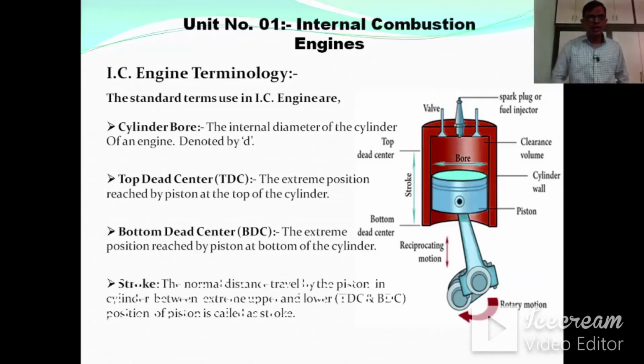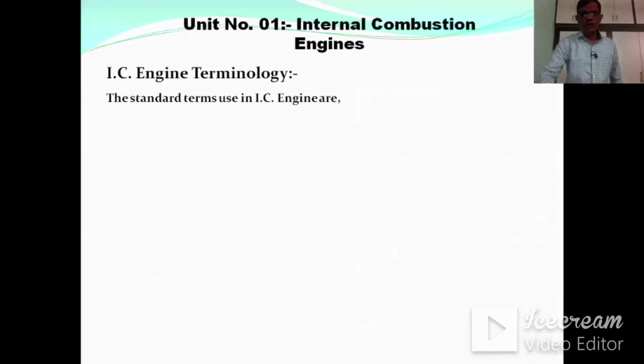Next one is the stroke length. What is the stroke length? This is our cylinder top dead center and bottom dead center. When the piston moves from bottom dead center to top dead center, this distance is called the stroke. What is the definition of stroke? The normal distance traveled by the piston in the cylinder between the extreme upper and lower positions of the piston is called the stroke.